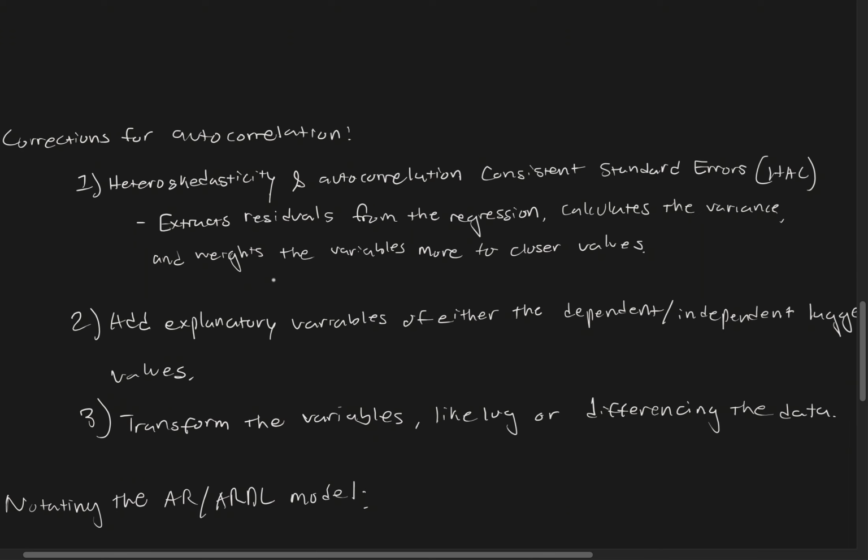First method, similar to heteroscedasticity, again, always similar. It's called the heteroscedasticity and autocorrelation consistent standard errors. We can call that the HAC. It extracts the residuals from the regression, calculates the variance, and then uses the weighted properties like we've covered before.